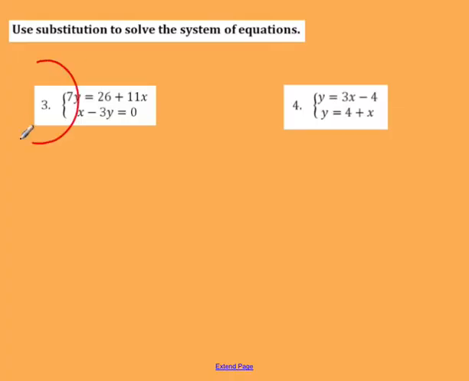Okay, I want you guys to go ahead and try number 3 on your own. My hint to you is take this equation and solve it for x before you get started. Let's take a look at number 4.